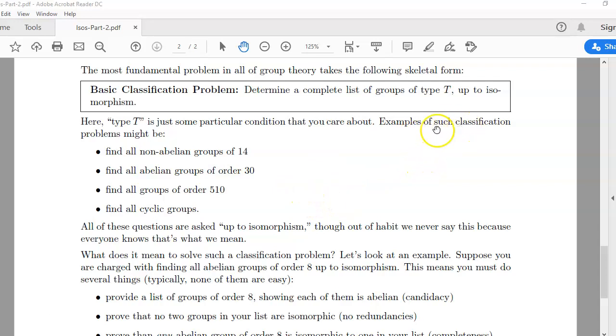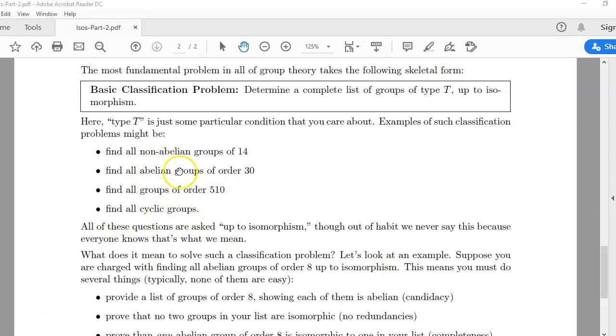So here are some examples of such classification questions. You might be charged with finding all non-abelian groups of order 14, right? Find all of them. That might be a classification problem you're given. And again, up to isomorphism is always there, even though we don't say it, okay? You might be charged with finding all abelian groups of order 30, let's say. You could be charged with finding all groups, whether or not they're abelian. Who cares? Find all groups of order 510. I'm just making up numbers here. You might be charged with finding all cyclic groups, right?